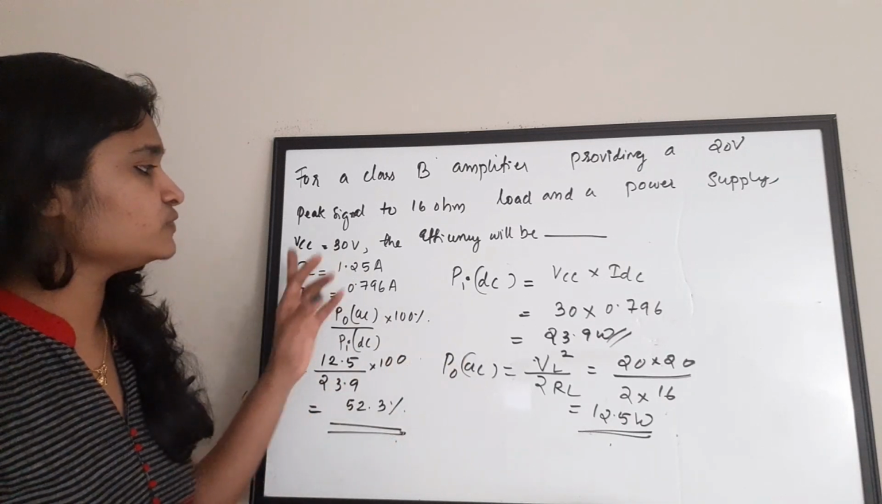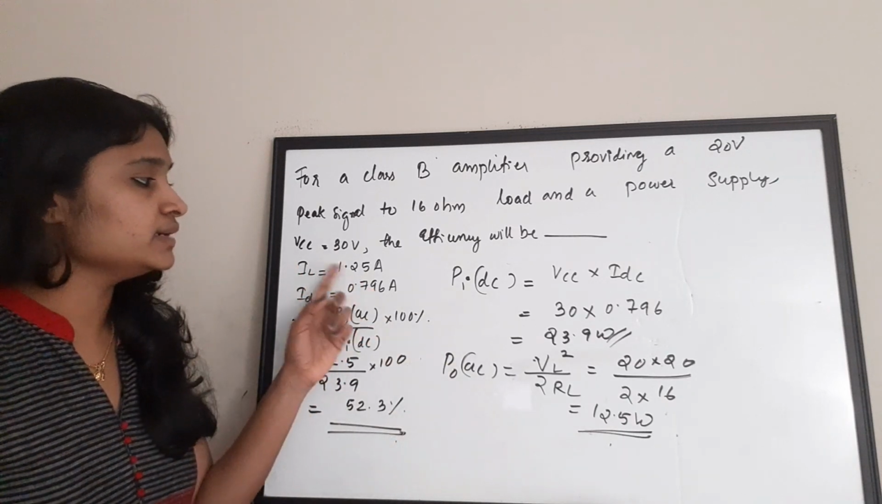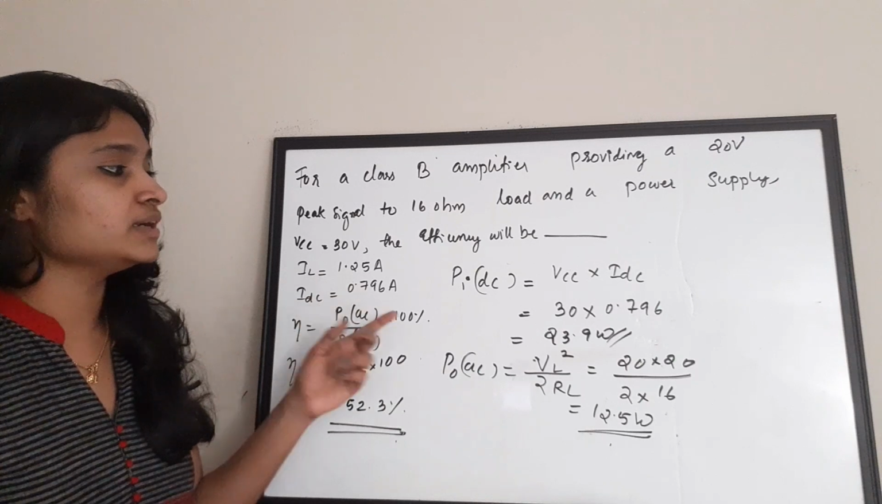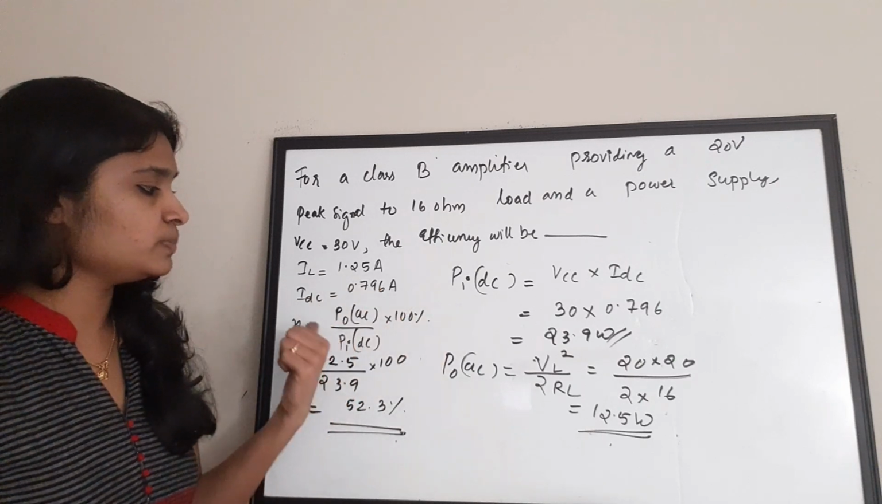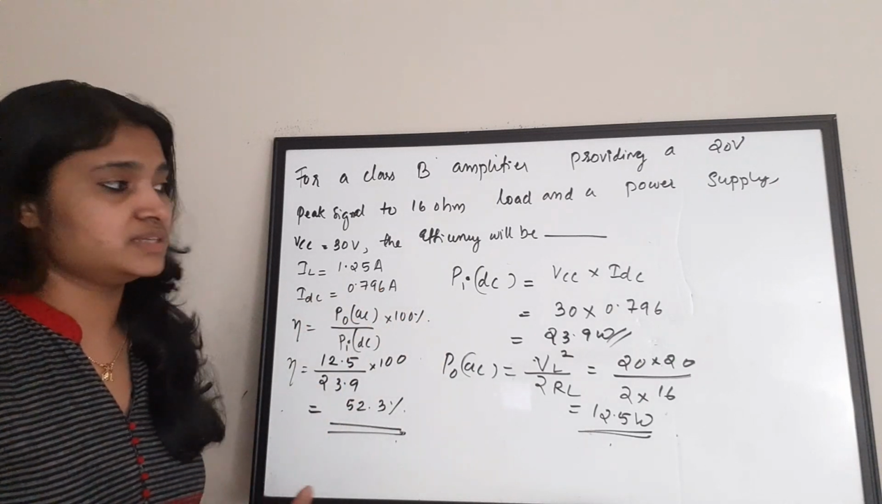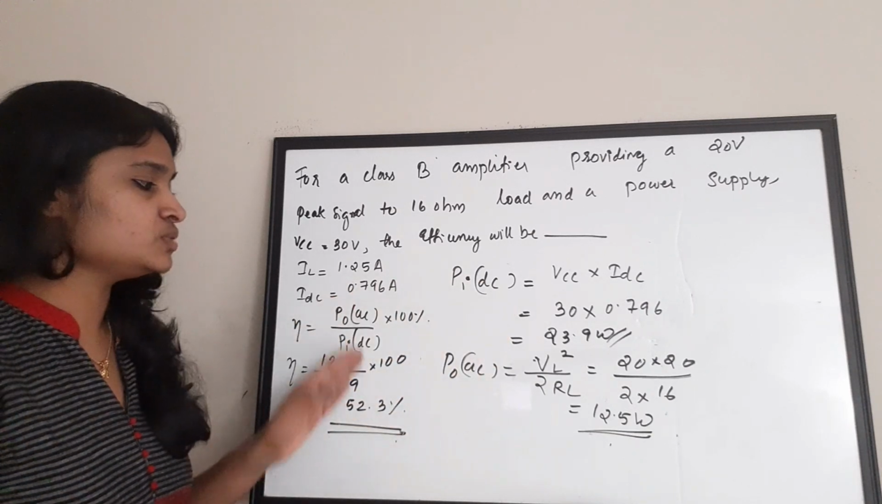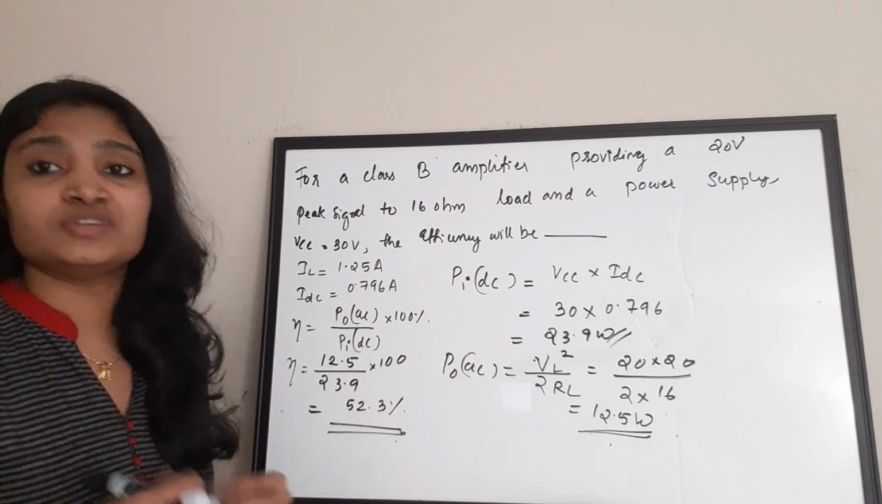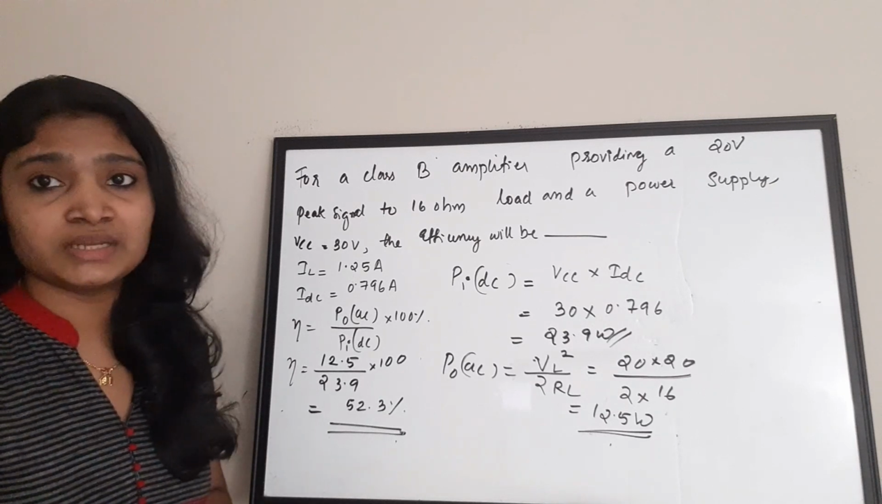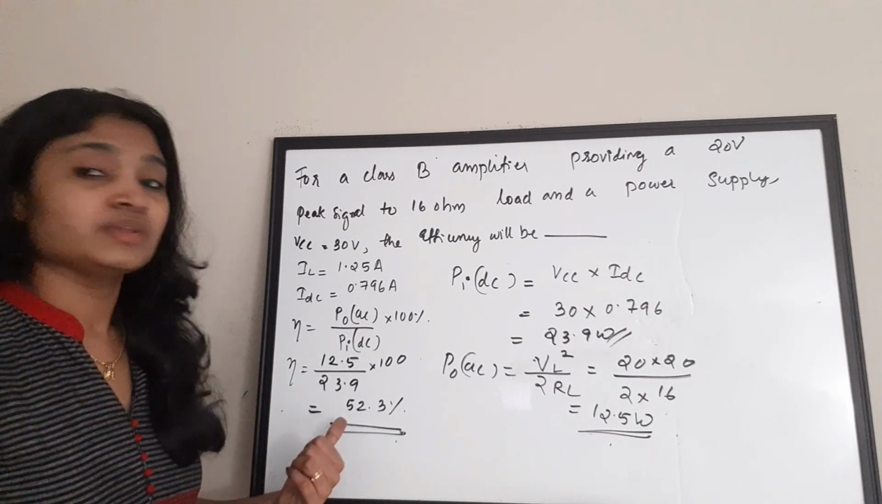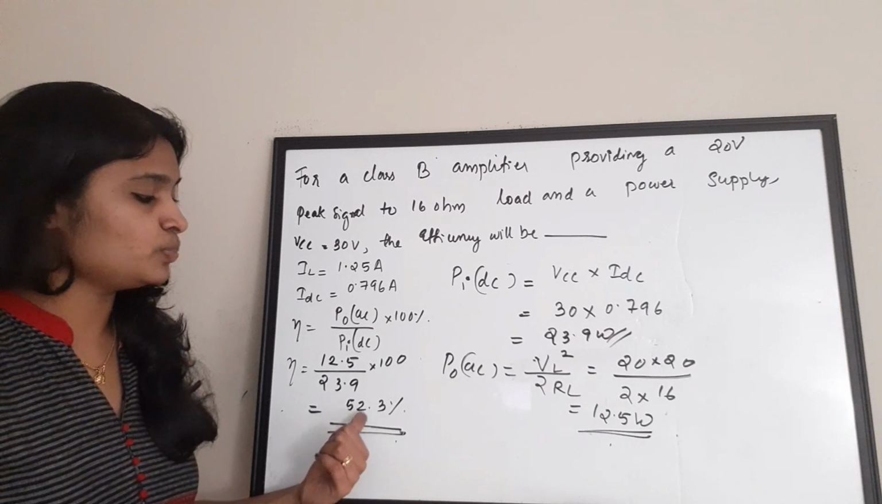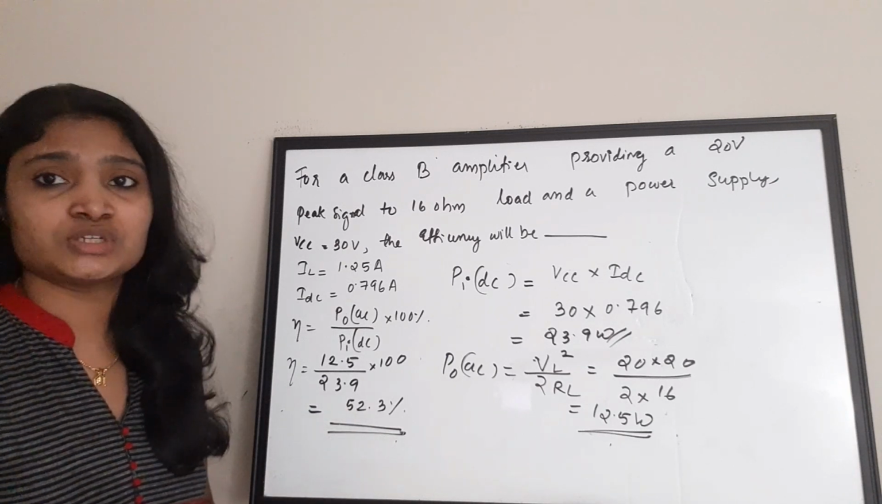For that you need to first find the load current, then find the DC value of current. You have to use the equation P out AC by P input DC. Find the values of the AC and the DC power separately, then just substitute and find the value of efficiency. So the correct answer obtained here is eta, that is efficiency, equal to 52.3%.